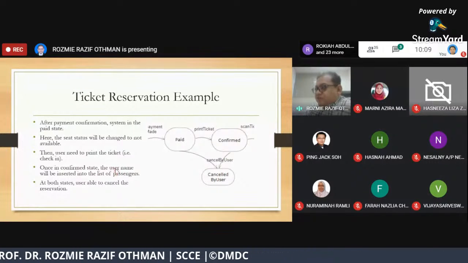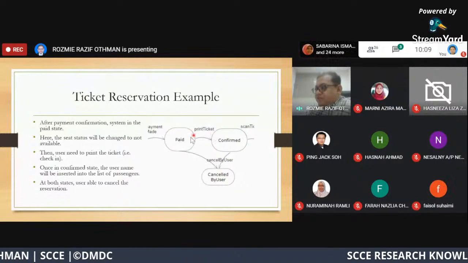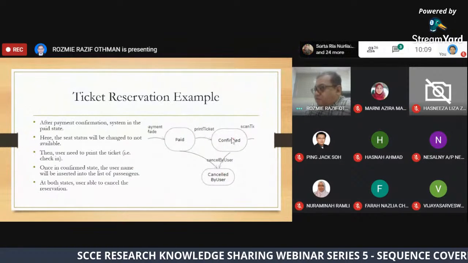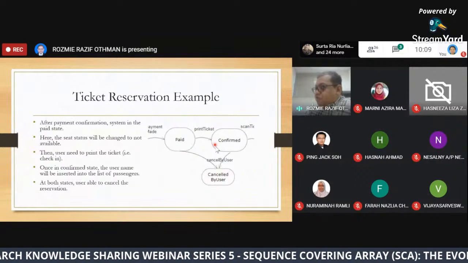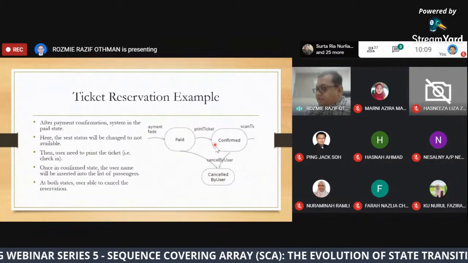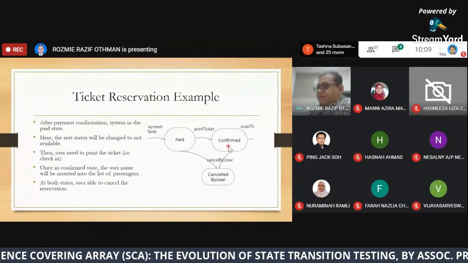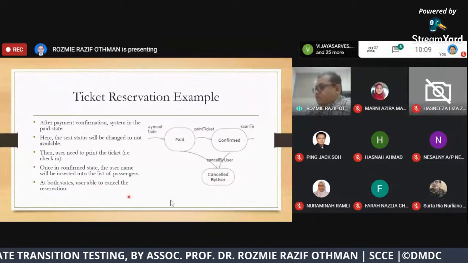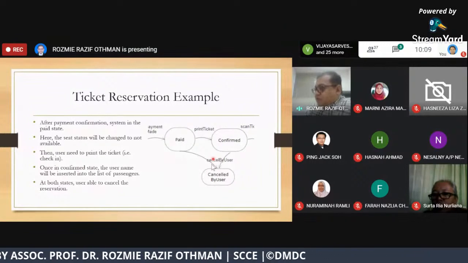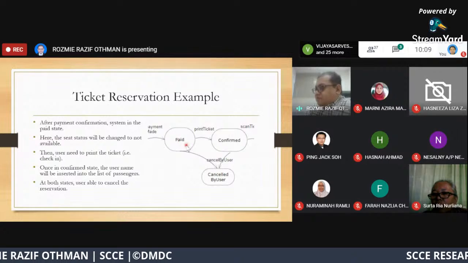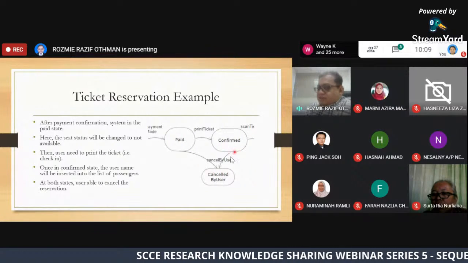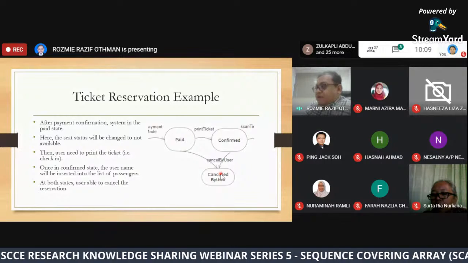When the user has printed the ticket, it means that the user has confirmed to go, to take that plane or take the bus. So at both states, the user is able to cancel the reservation. After paid, the user can also cancel the reservation, and once confirmed, the user can also cancel the reservation.